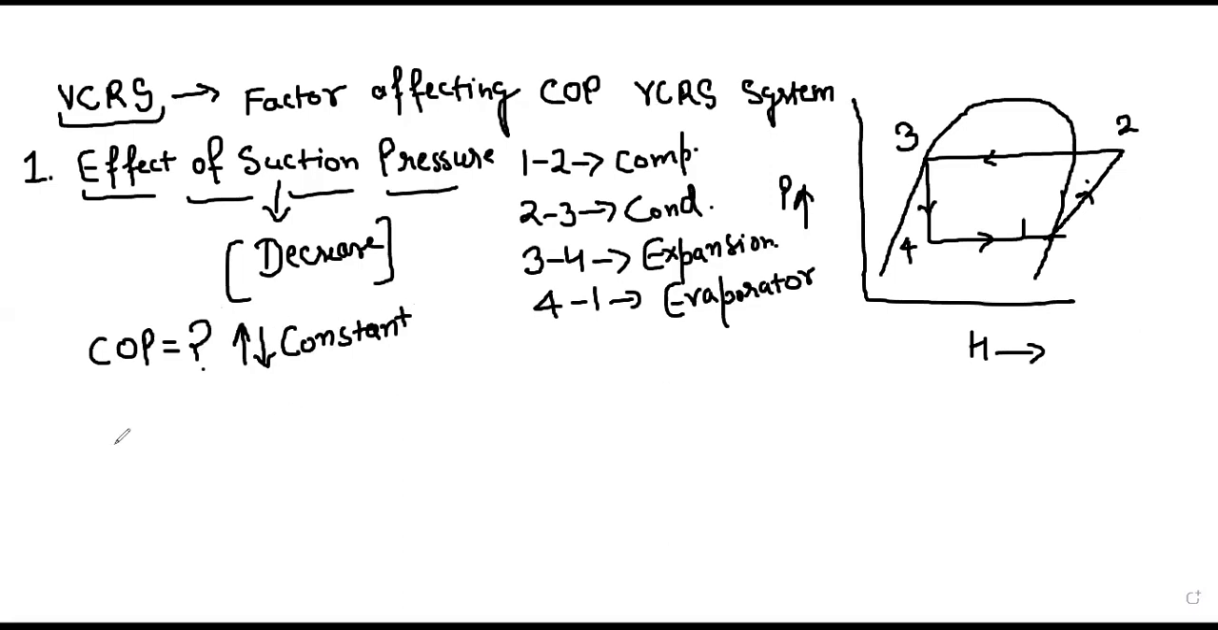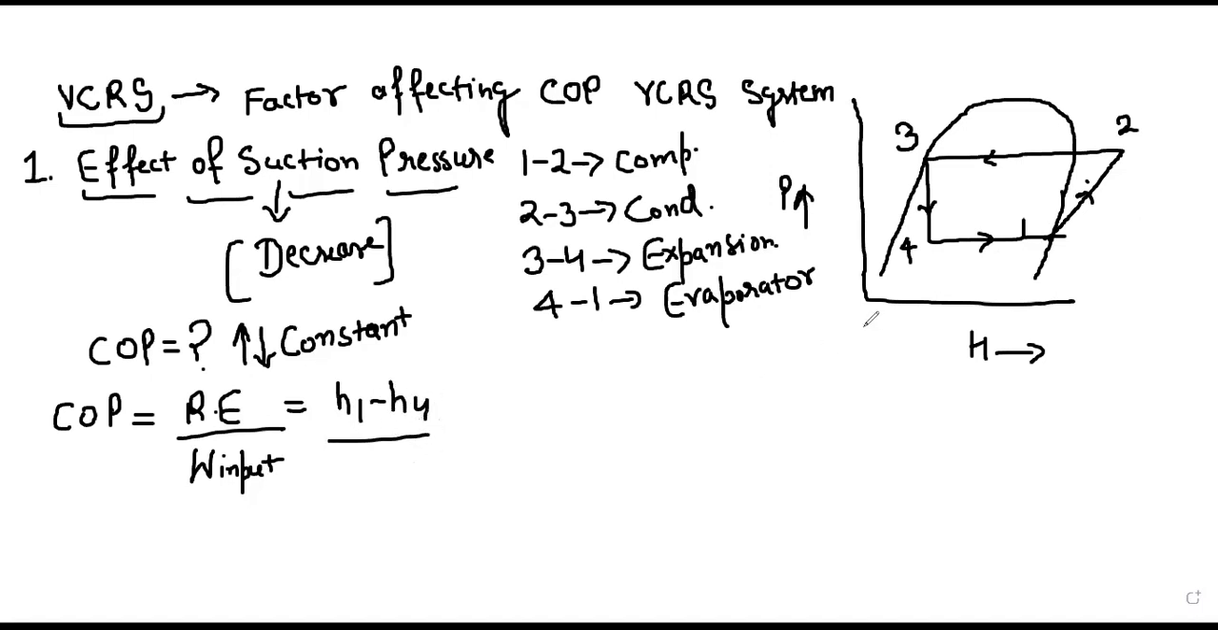Now if you guys look at it, I have to find the value of COP. What is the value of COP? COP is refrigeration effect, all of you know, upon the work input that we have. Now what is the value of refrigeration effect? It is from 4 to 1, the evaporator. So in terms of enthalpy, it will be H1 minus H4. Upon what is the work input? We are compressing it from 1 to 2. So the value will be H2 minus H1 in terms of enthalpy.